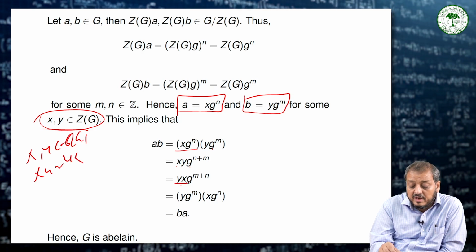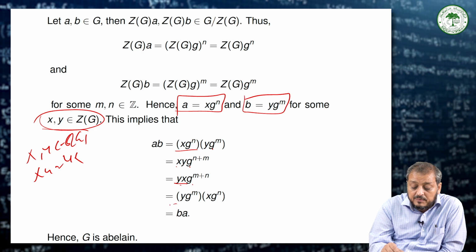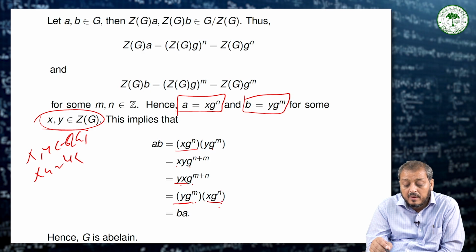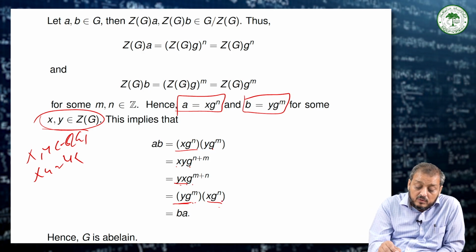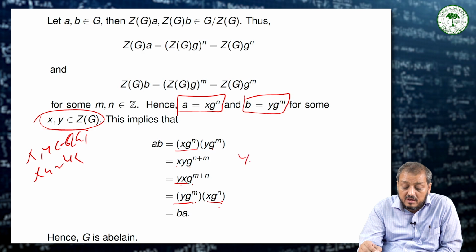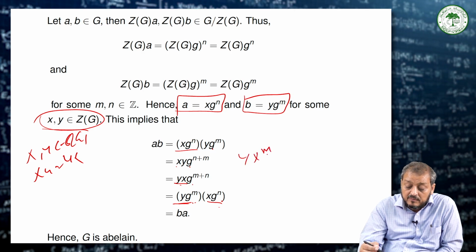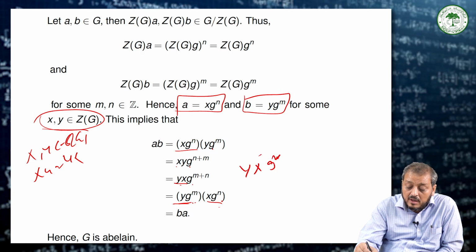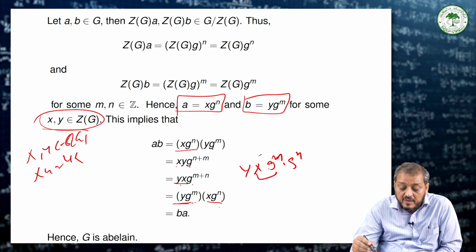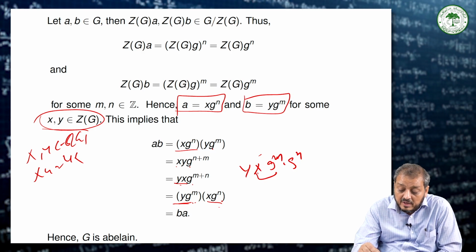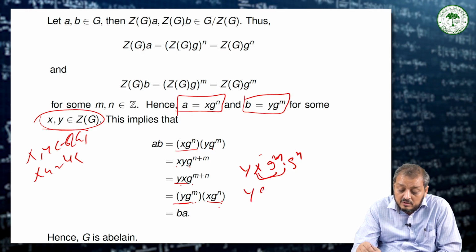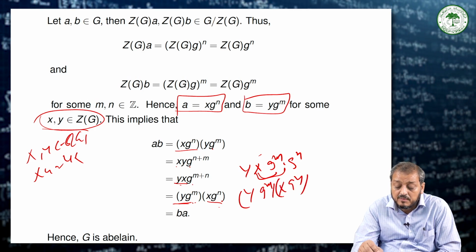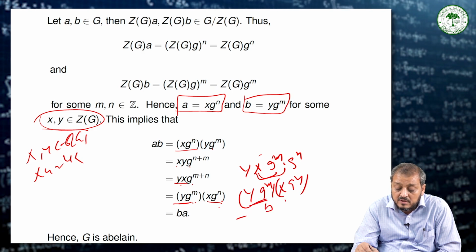This can be written as yx g to the power m plus n, and this can be written as y g to the power n, and x g to the power m. Again, since x commutes with this, we have y g to the power m, then x g to the power n, and this is equal to B A.